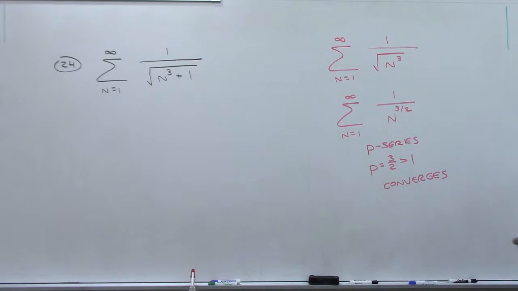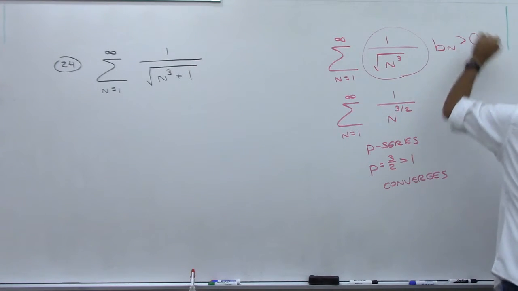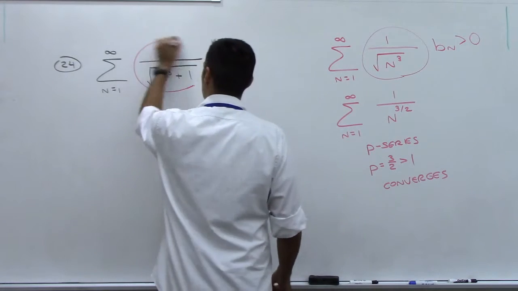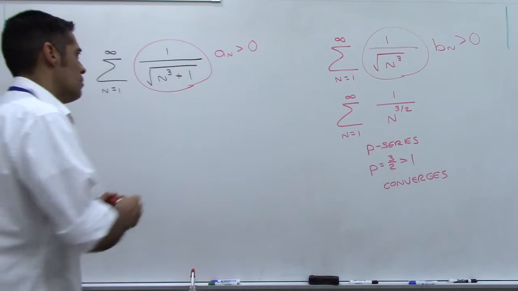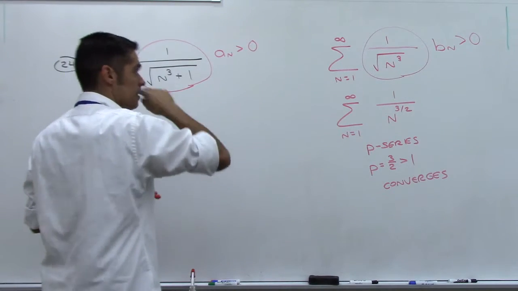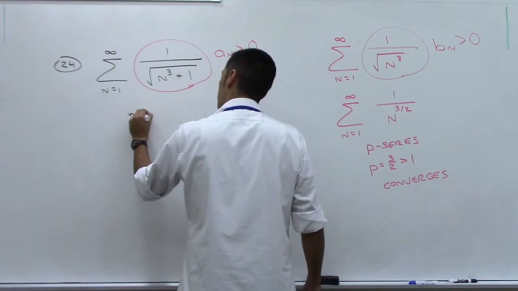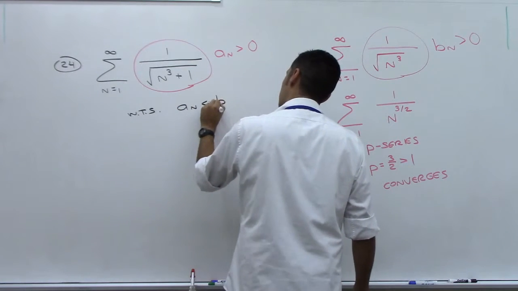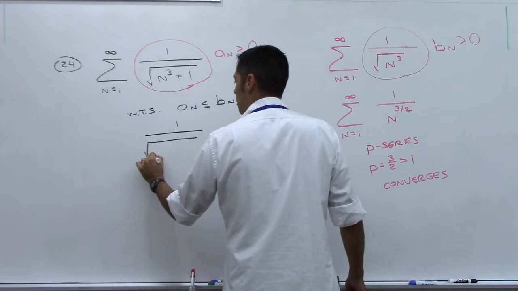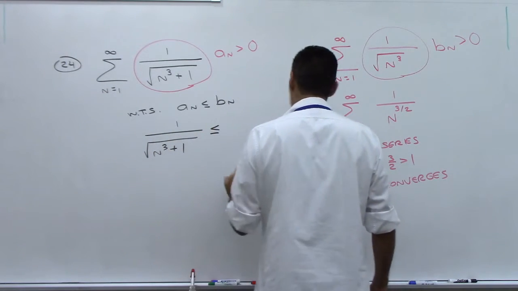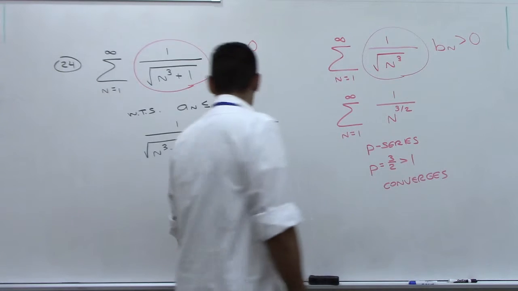And so I'm going to be wanting to compare, well, either one of these. B sub n, it's greater than 0, obviously. I want to compare it to this, which is my a sub n, which is again greater than 0. And since that one converges, I want this one to be smaller than that one. So I want to show a sub n is less than or equal to b sub n. So I want to show that 1 over the square root of n cubed plus 1 is less than or equal to, I'm going to use the top one up here, 1 over the square root of n cubed.